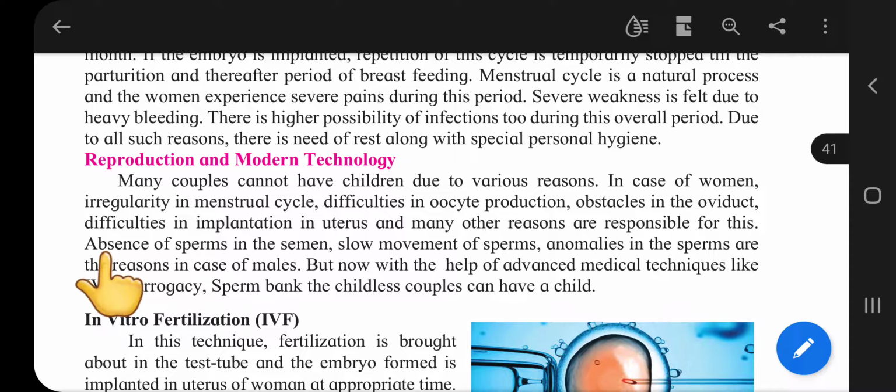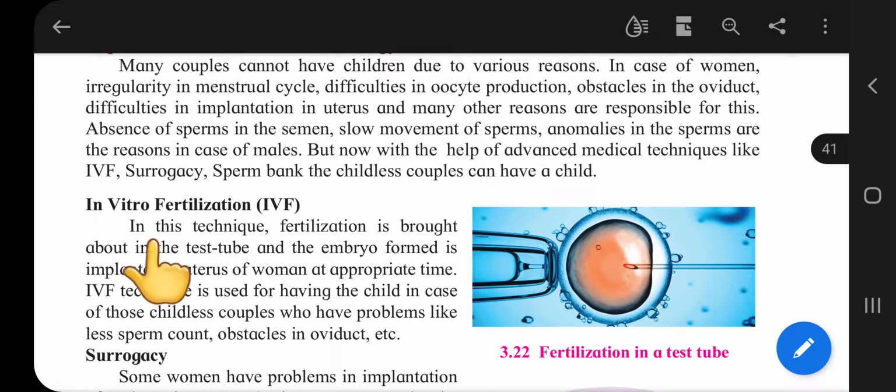And there are also some reasons in men. These are absence of sperm in the semen, slow movement of sperm, and anomalies in the sperm. But now, with the help of advanced medical techniques like IVF, surrogacy, and sperm bank, a childless couple can have a child. Therefore, what is in vitro fertilization? It means the IVF technique.